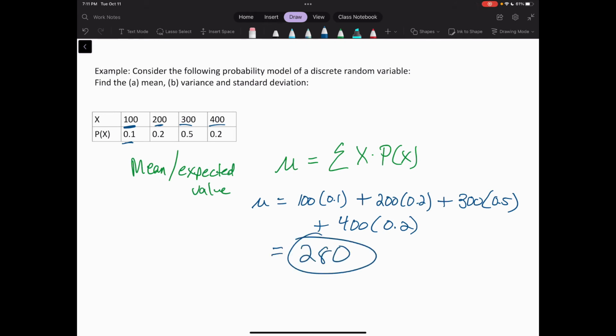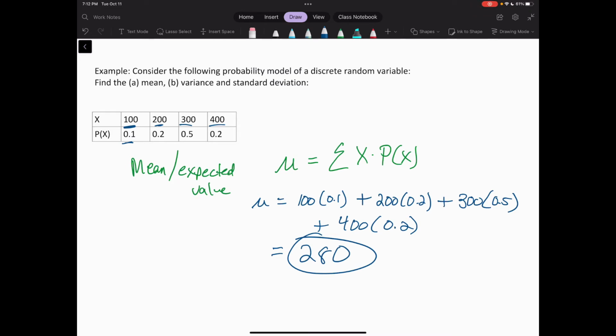Okay, 280. So what that means is that basically, this mean is a very, very long-term average. If we were to play this game an infinite number of times, sometimes we're going to win 100, sometimes we're going to win 300, sometimes 200, sometimes 400. If I were to average all of those outcomes out over a very long time, the average will come out to be 280. That's what that means. So the expected value from playing this game is 280.